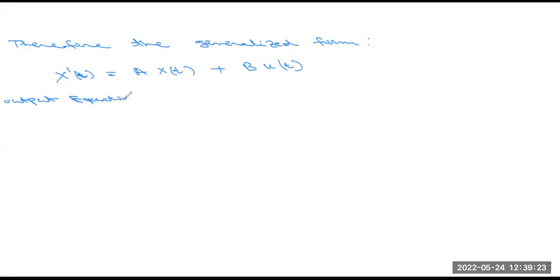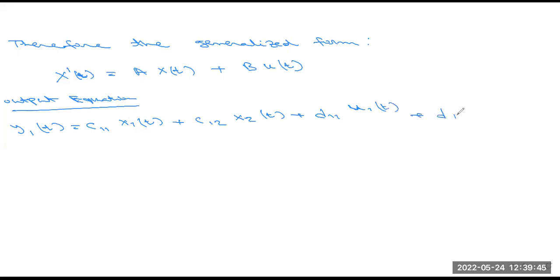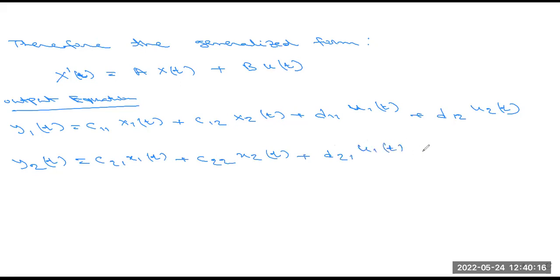Output equations. In the output equations, we have to consider here y1(t) is equal to c11 x1(t) plus c12 x2(t) plus d11 u1(t) plus d12 u2(t). Another one is the output, that is y2(t), this is equal to c21 x1(t) plus c22 x2(t) plus d21 u1(t) plus d22 u2(t). Okay, so again you have to write this in matrix form.